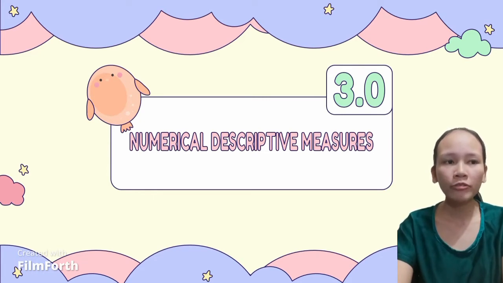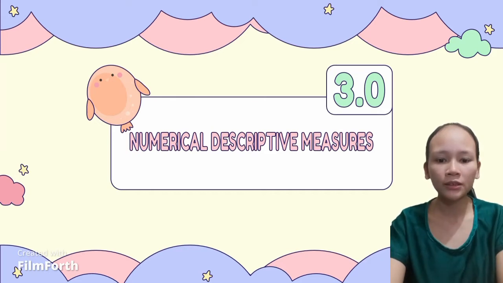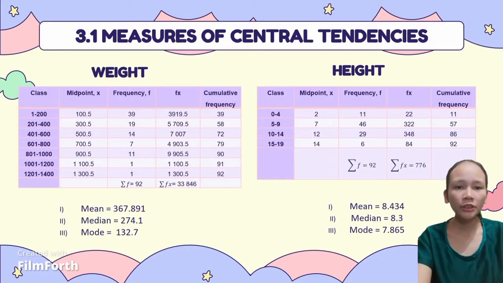Now, let's move to the numerical descriptive measures. There are three types of numerical descriptive measures: measures of central tendency, measures of position, and measures of variation. A measure of central tendency is a single value that represents the center of a distribution. The three most used measures of central tendency for ungrouped and grouped data are mean, median, and mode.